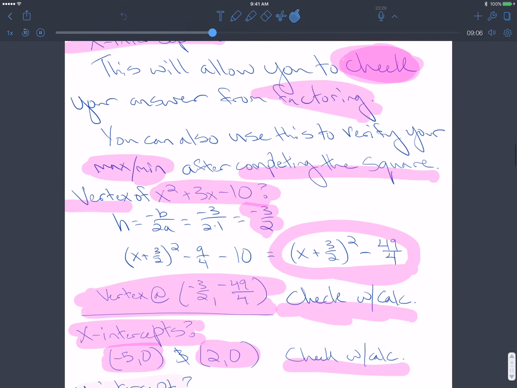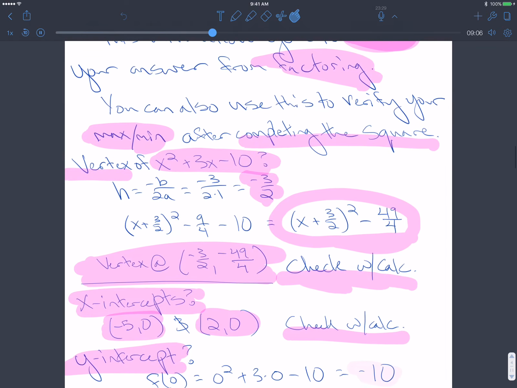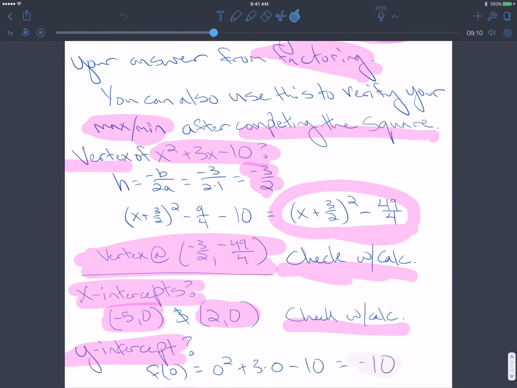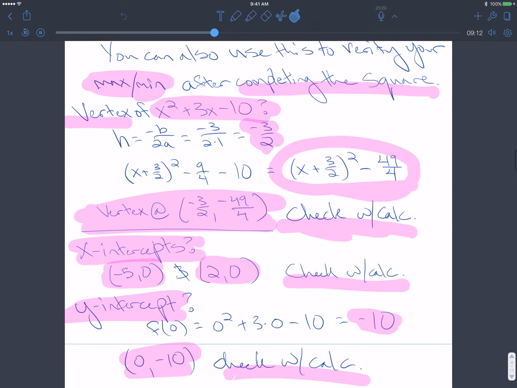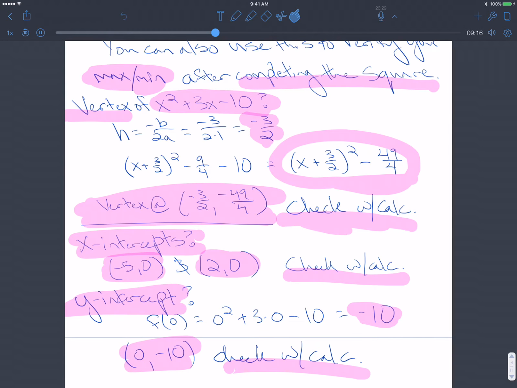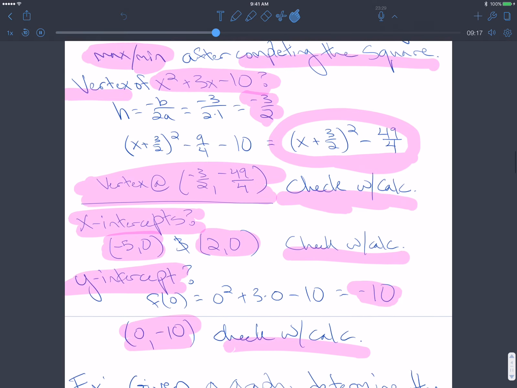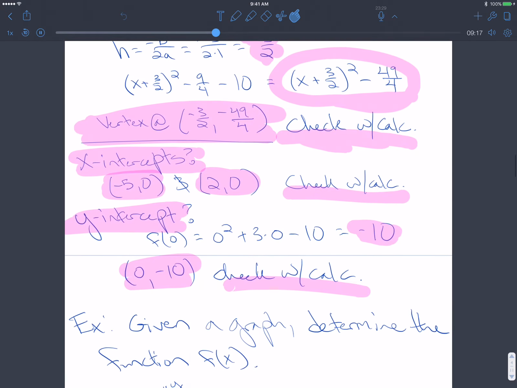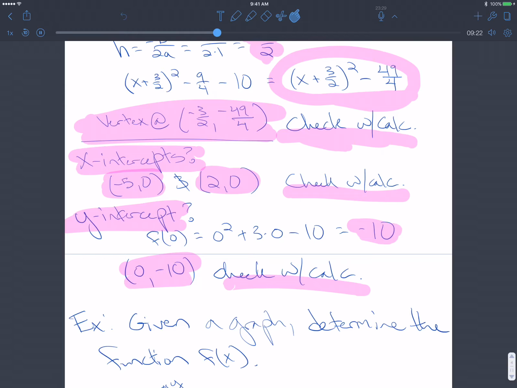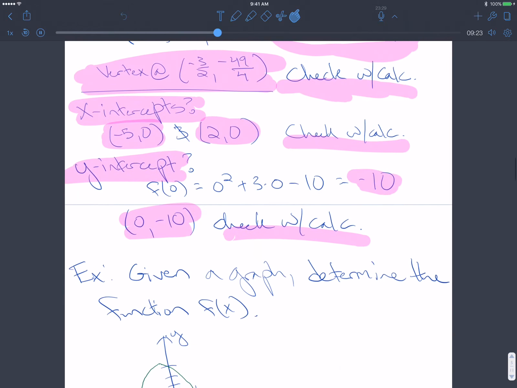Your y-intercept, another thing that you can find or verify with your calculator. Right? 0, negative 10. You should get the same result with your calculator. If I give you a graph, you can also solve for the function that satisfies that particular parabola.